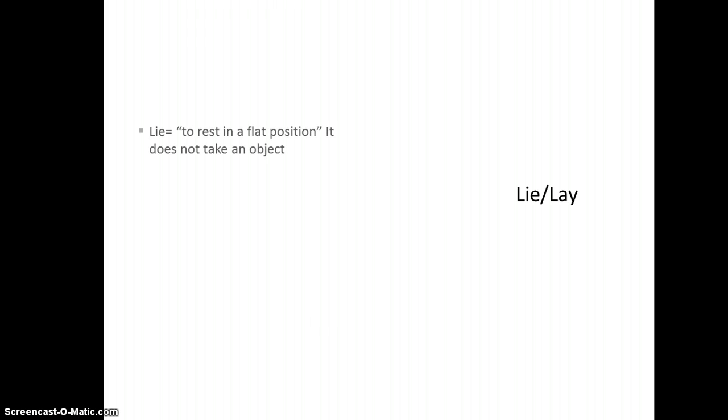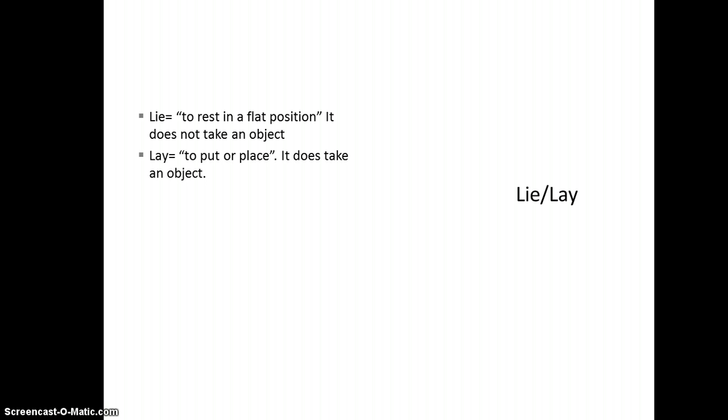So the first one, lie and lay. Lie means to rest in a flat position. It does not take an object, and I'll talk about that in just a minute. Lay means to put or to place. It does take an object.